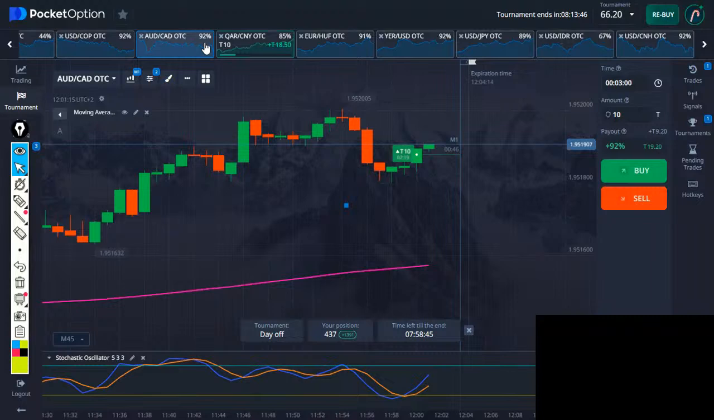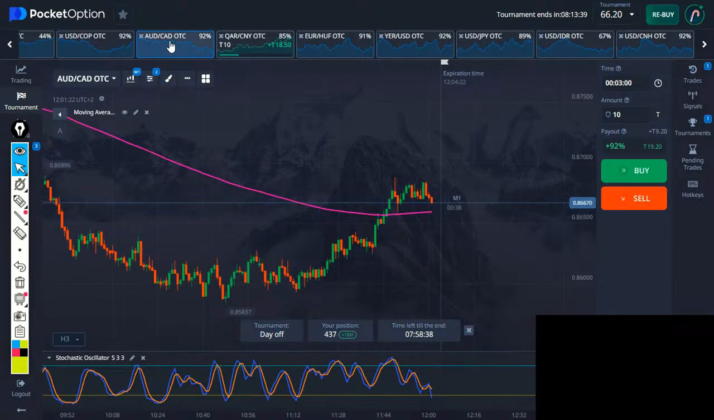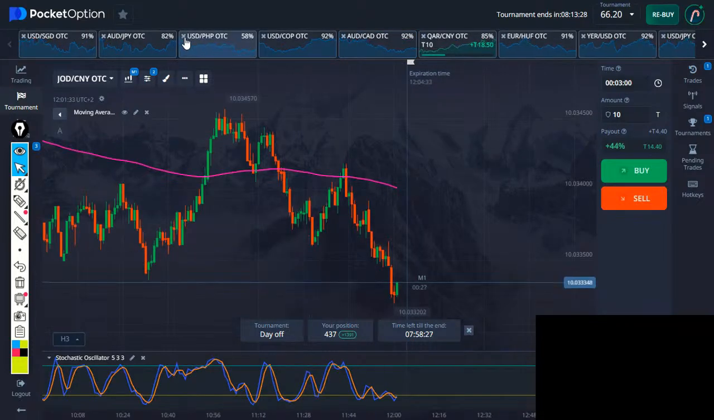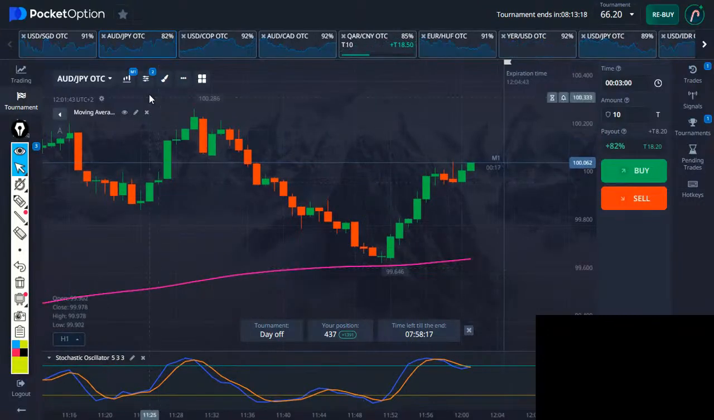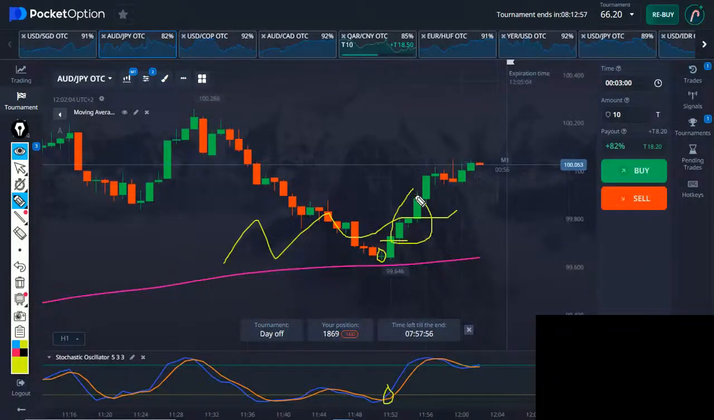Let's see this one. Okay, what do we have here? 44%, no. 58%, no. This was a beautiful setup as well. You have this doji candle, clear cross to the upside. This is where you take your buy position. 3 minutes, that's a win.